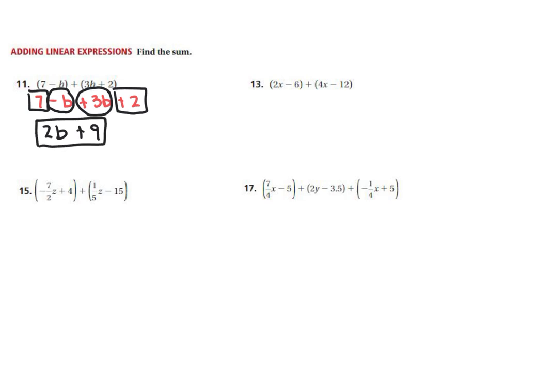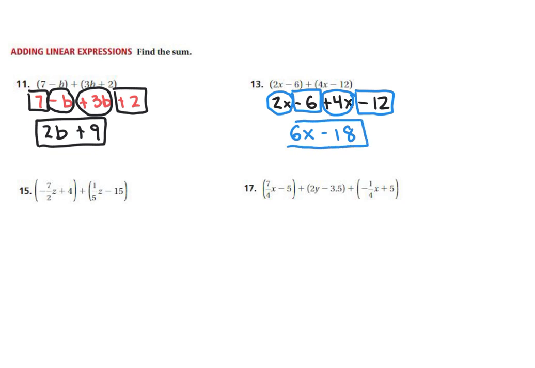For number 13, we have 2x minus 6 plus 4x minus 12. I see that I have 2 x's and I have plus 4 x's, so altogether that's going to be 6 x's. And then I have minus 6 minus 12. So when I combine those, that is negative 18. So here I have 6x minus 18.